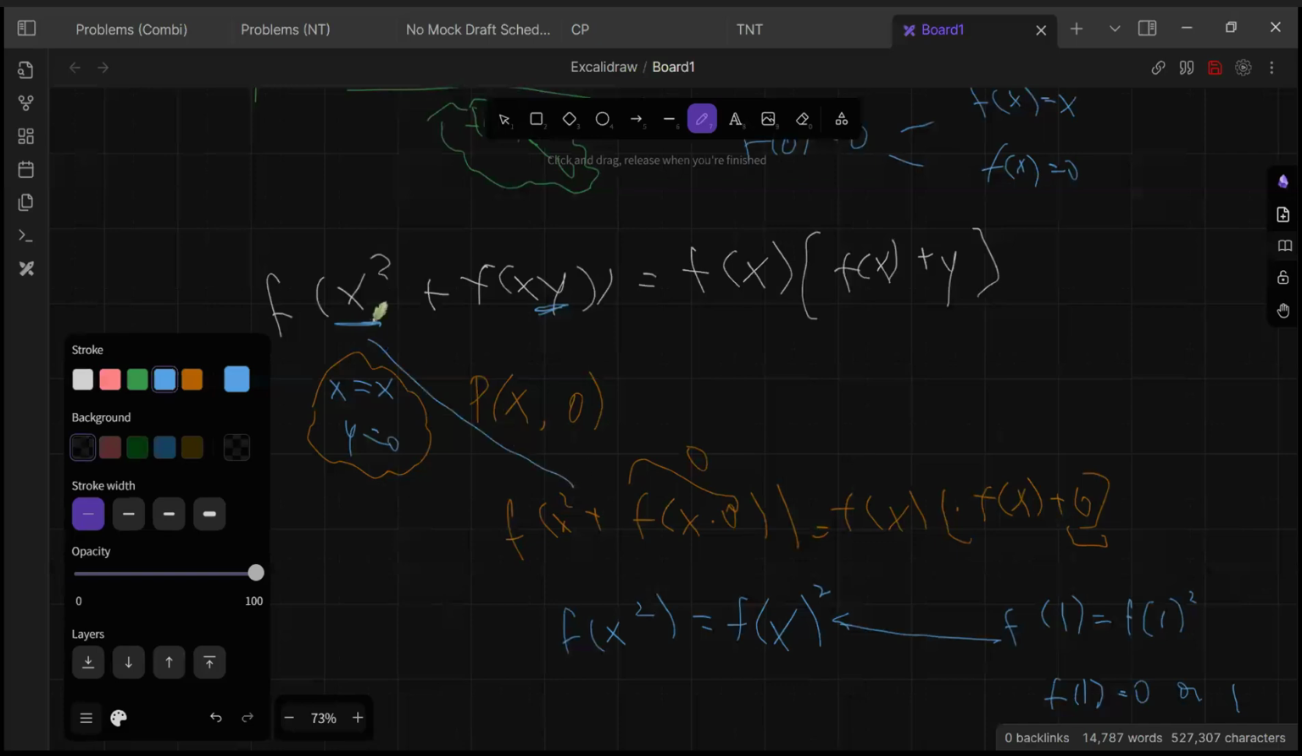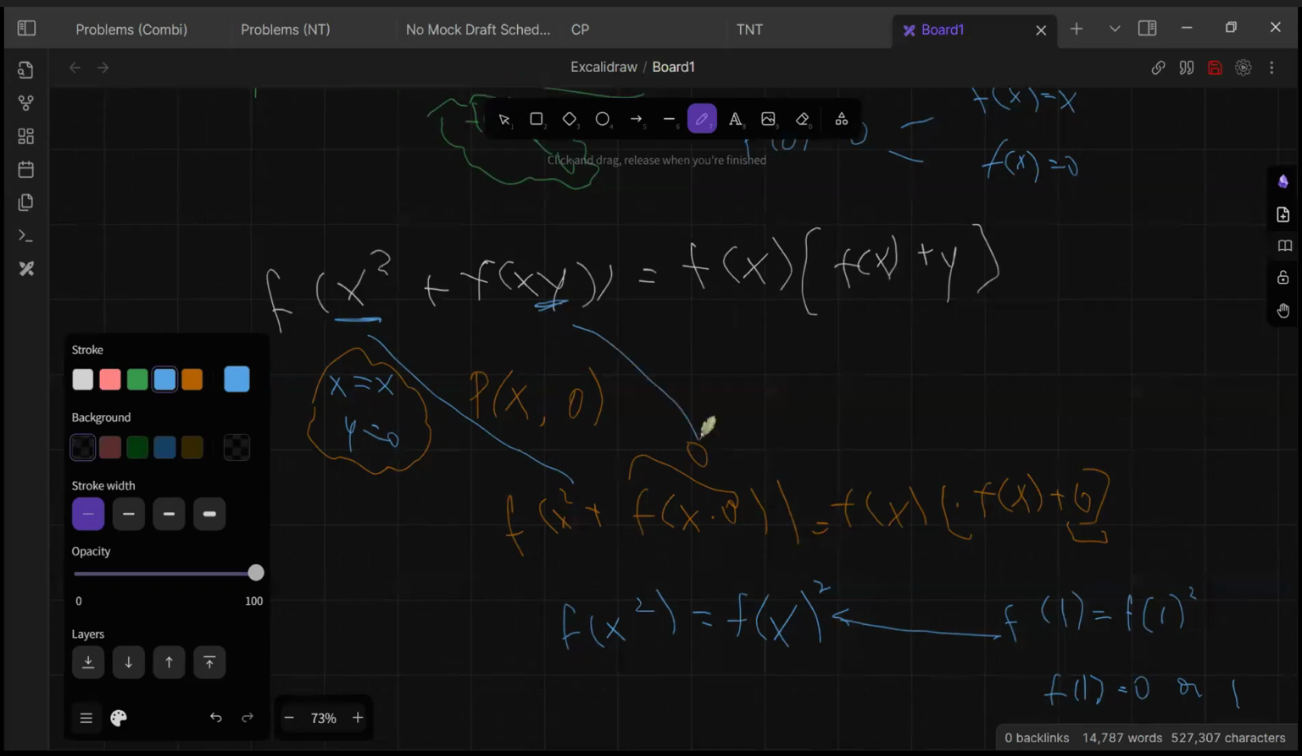And we got x squared goes to x squared. What we're doing is we're replacing y everywhere with 0. Because y is a variable, we can do whatever we want with y. The equation will still remain true. It will be weaker, yes, but it will always be true. So y goes to 0 here.